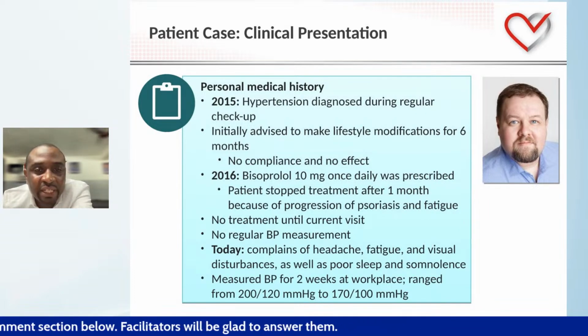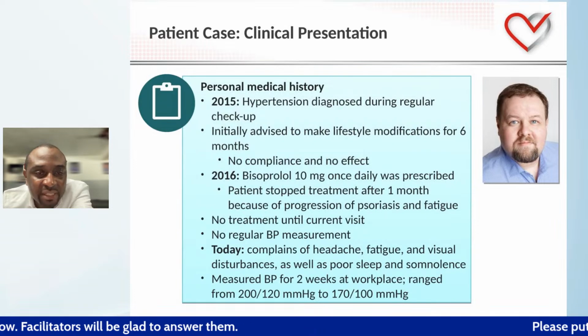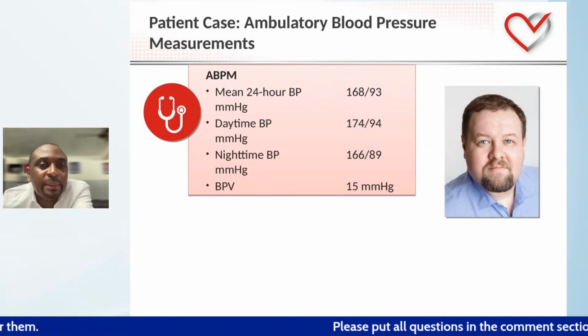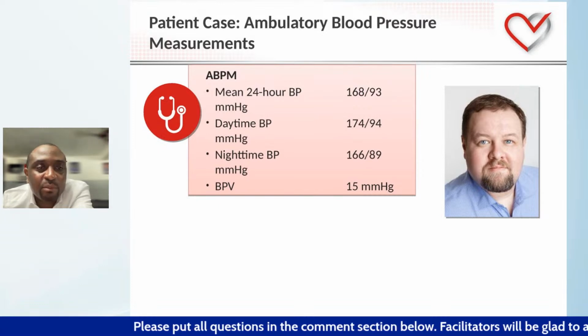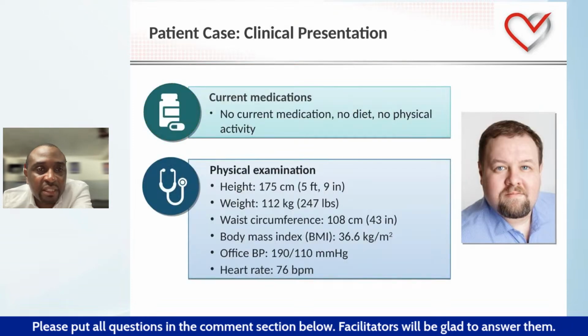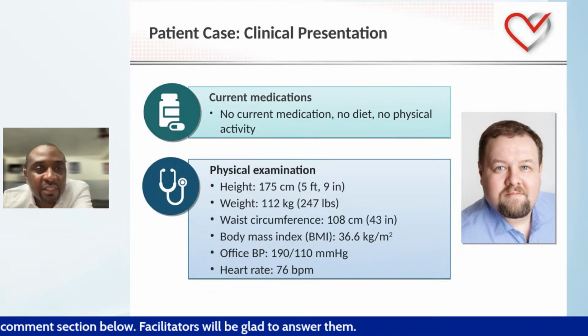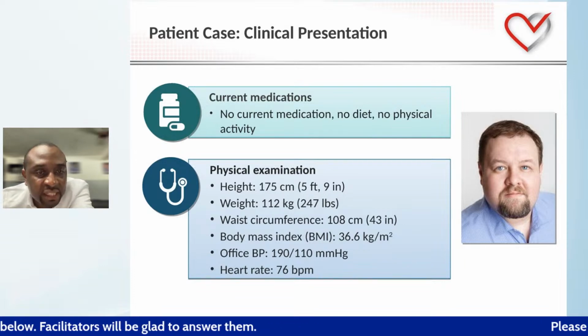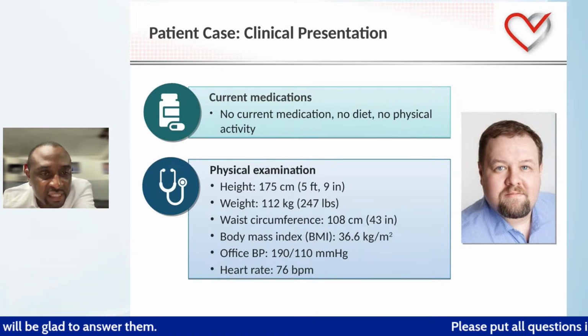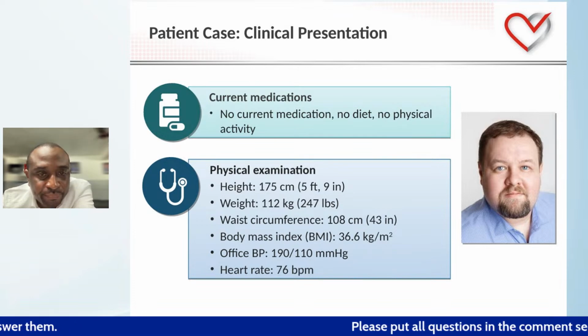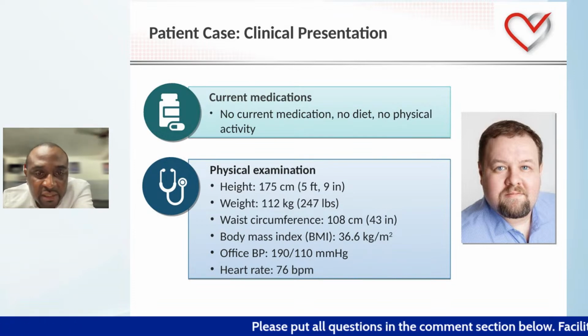He complains of headache, fatigue, visual disturbance. His blood pressure is that high. It was rechecked and it's 170/100. The ambulatory BP that was done showed high blood pressure, both daytime and nighttime, as you can see. Current medication: he stopped his medication, he's not on any treatment. He's so overweight, as you can see, his blood pressures are high, and clearly he is obese.